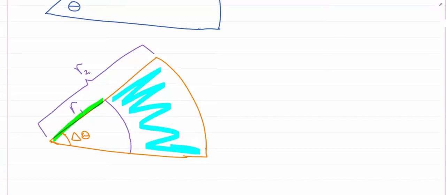So here's what I want to do. I want to take the full sector, which is delta theta over 2 times R2 squared. That's the area of the whole sector, right? And I'm going to subtract off this part that I don't need. This part right here is what I don't need, so it's getting subtracted off. So it's delta theta over 2 times R1 squared. Now, there's no question that that would be the area of that little partial sector that we're dealing with.